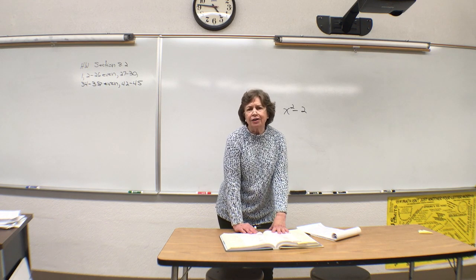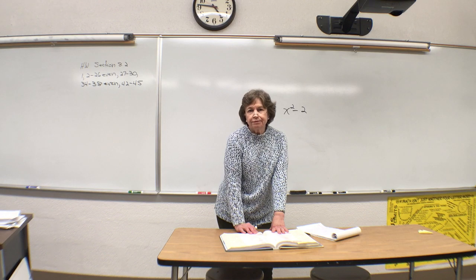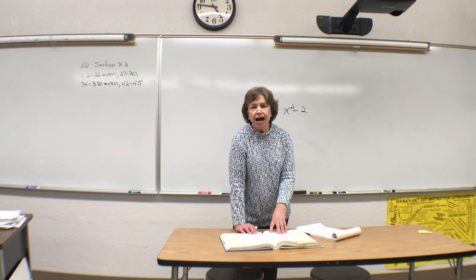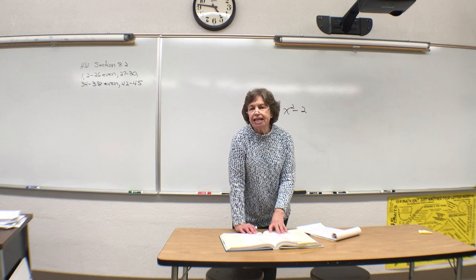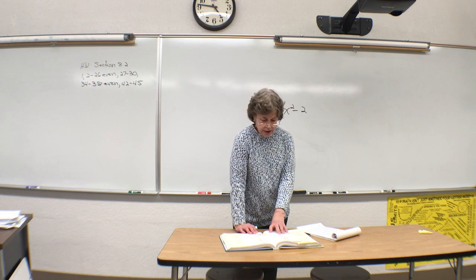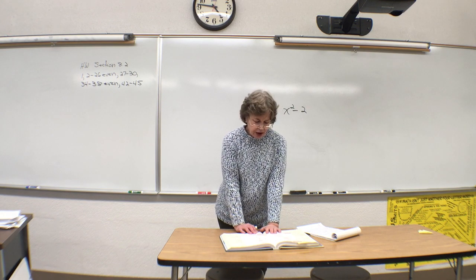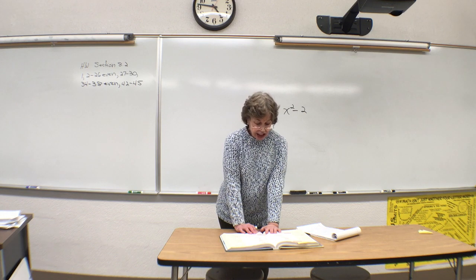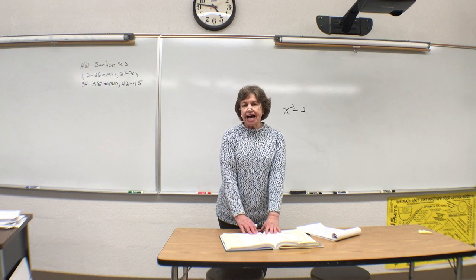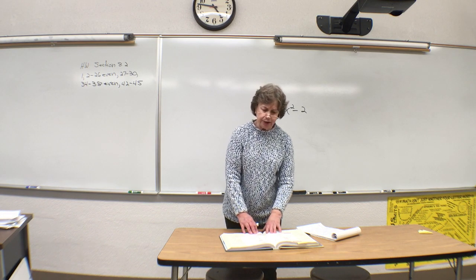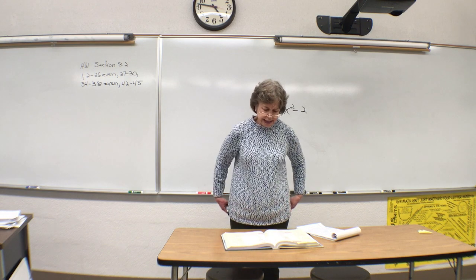Look at monitoring progress. What happens with 1? Hopefully you notice that it is shifted down 5 units. So its new vertex is going to be 0, negative 5. And if you look at monitoring progress number 2, where h of x is x squared plus 3, that vertex is now located at 0, 3 instead of 0, 0. It's been shifted up 3 units.